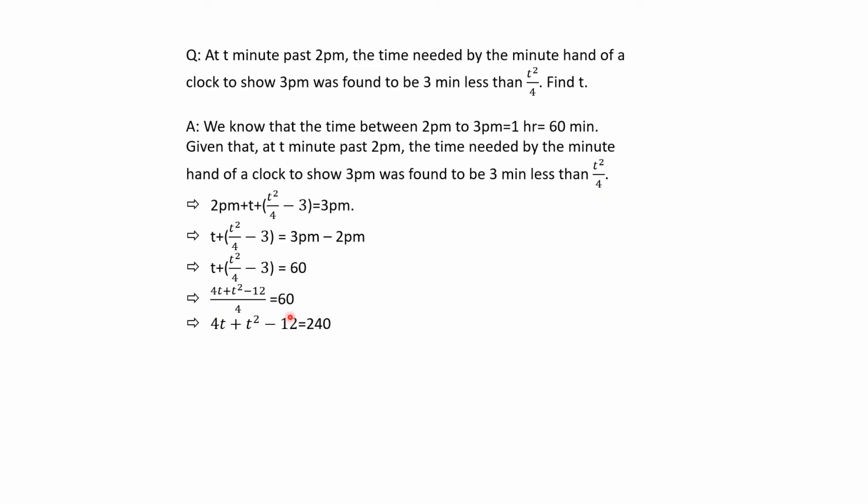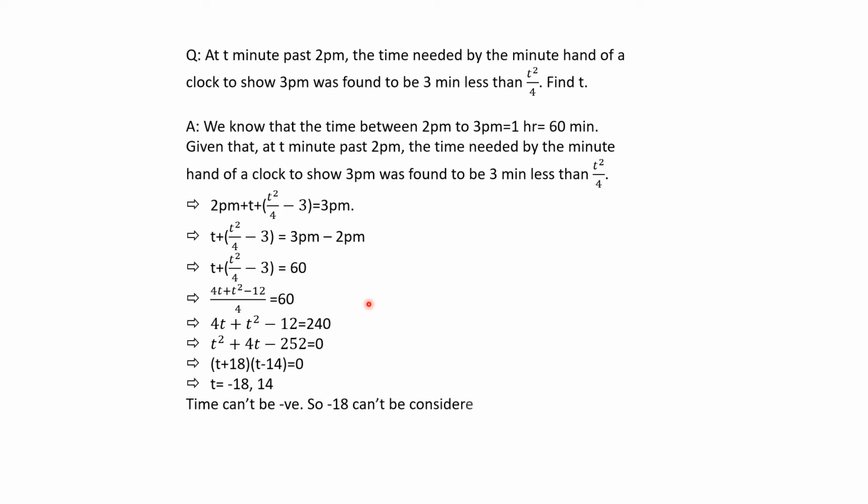That means we are multiplying 4 on the right hand side, or taking 240 to the left hand side of the equal to sign, we get t square plus 4t minus 252 equals 0. Now doing the middle term factorization, we can write it as (t plus 18) into (t minus 14) equals 0. That means t equals either minus 18 or 14. But time cannot be negative, so minus 18 cannot be considered. Hence, the correct value of t is 14, that is the answer.